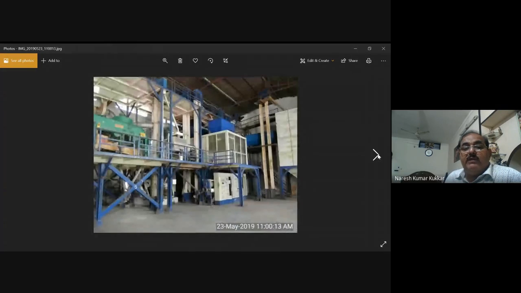This is the internal unit we have seen. That was the outer side. It's the inner side. In this area, the Sortex machine is situated. This is the storage tank. These are the elevators, and this is a silky machine to clean them. And this is the control panel.